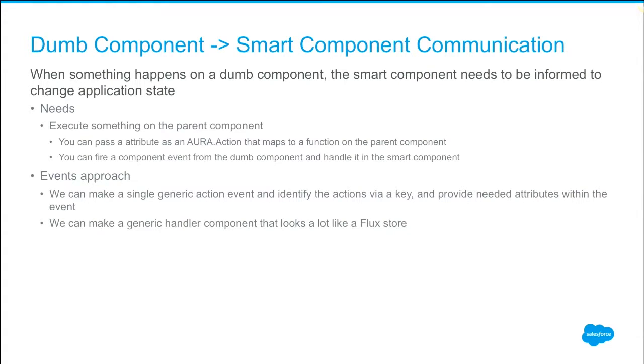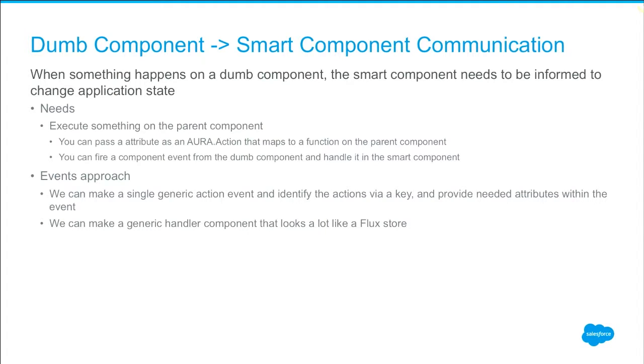So how do they talk to each other? There's a couple ways you can have dumb components talk to smart components in Lightning components. You can pass an Aura action. An Aura action is a client-side controller method passed down as an attribute to another component. And then you can enqueue the action and fire it off. It works. I don't feel like it's necessarily the most intuitive way to handle this communication.